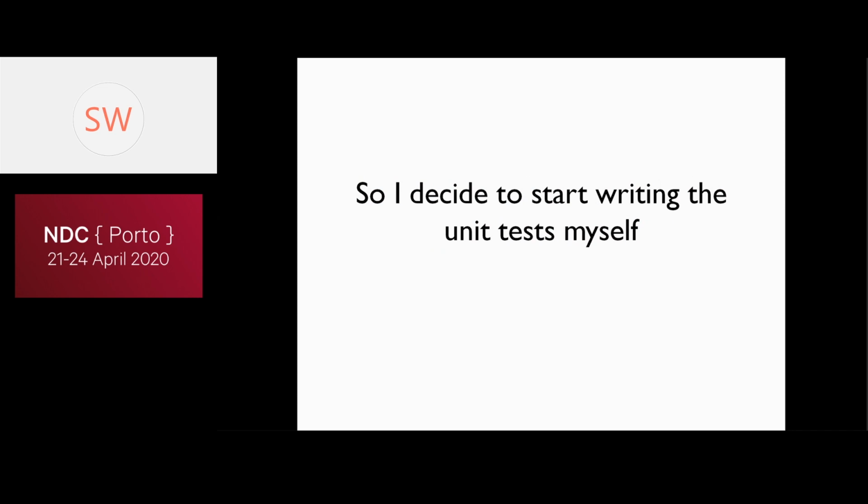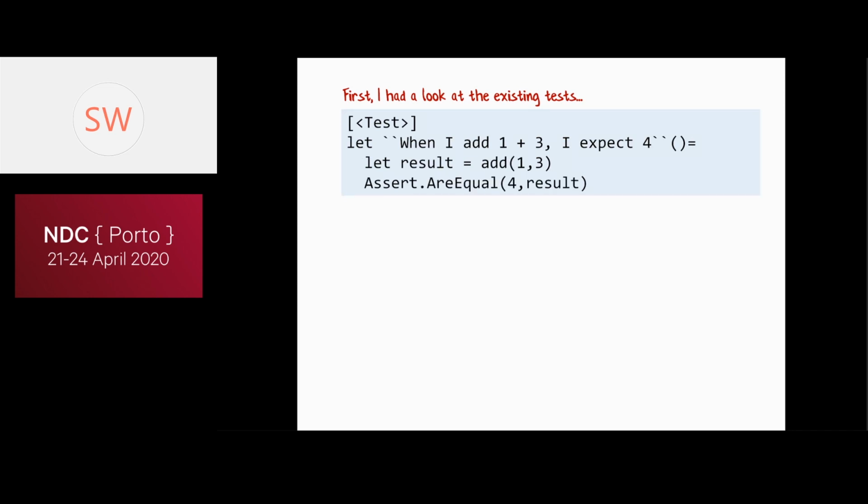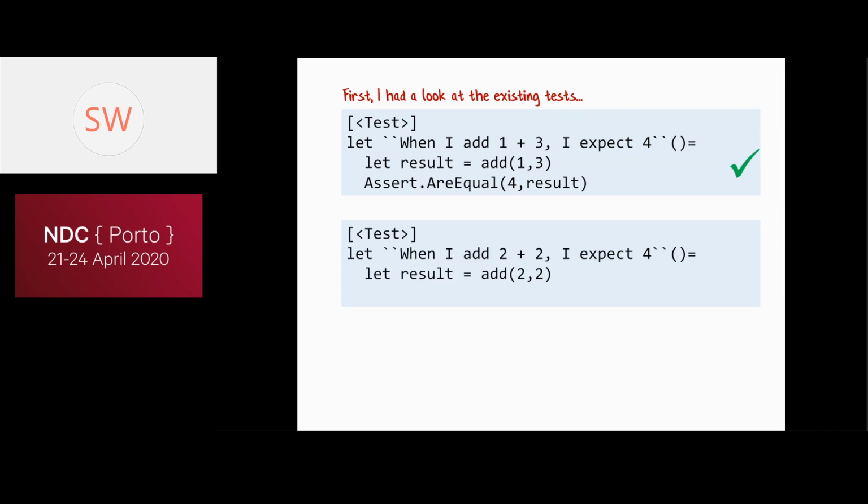So in this case, I didn't trust this person to write unit tests. So I thought I'd write them myself. I had a look at the existing tests. This is F# code here. When I add 1 and 3, I expect 4. I call the add function, and I assert that the answer is 4. And that passed. And then let me write another test. If I add 2 and 2, and I call the add function, I expect the answer to be 4. Okay, so that's good. That one passed the test.